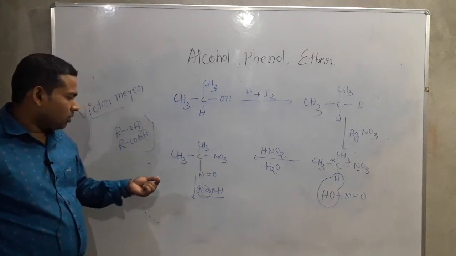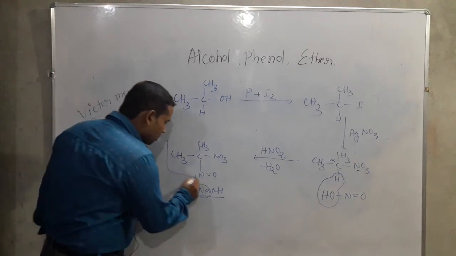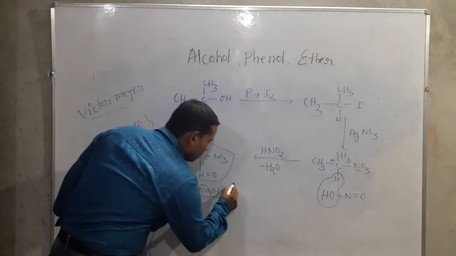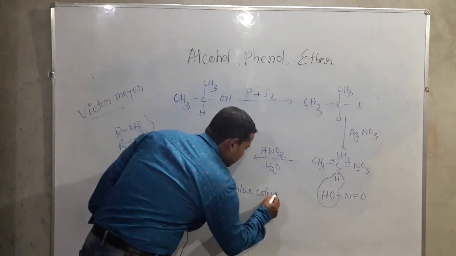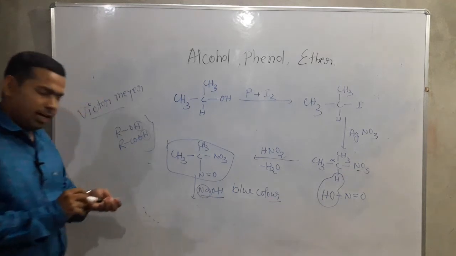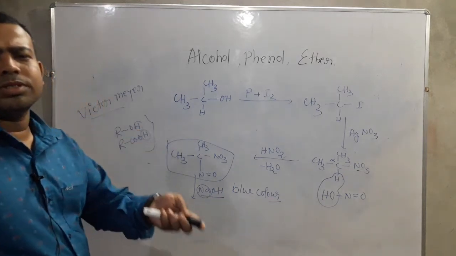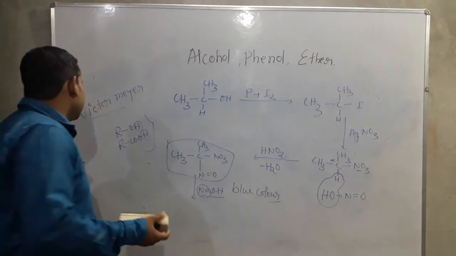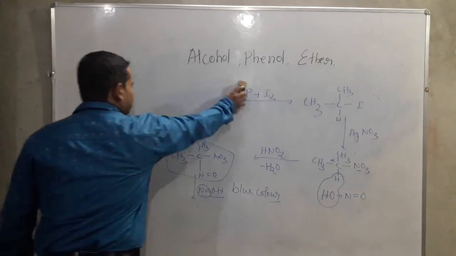So no such type of hydrogen is present here. Clear? So actually what happens? NaOH does not react with this molecule. So this one shows blue color. What? It is blue color. Clear? This one shows blue color. So according to the Victor Meyer test, secondary alcohol shows blue color. Next one is tertiary alcohol.